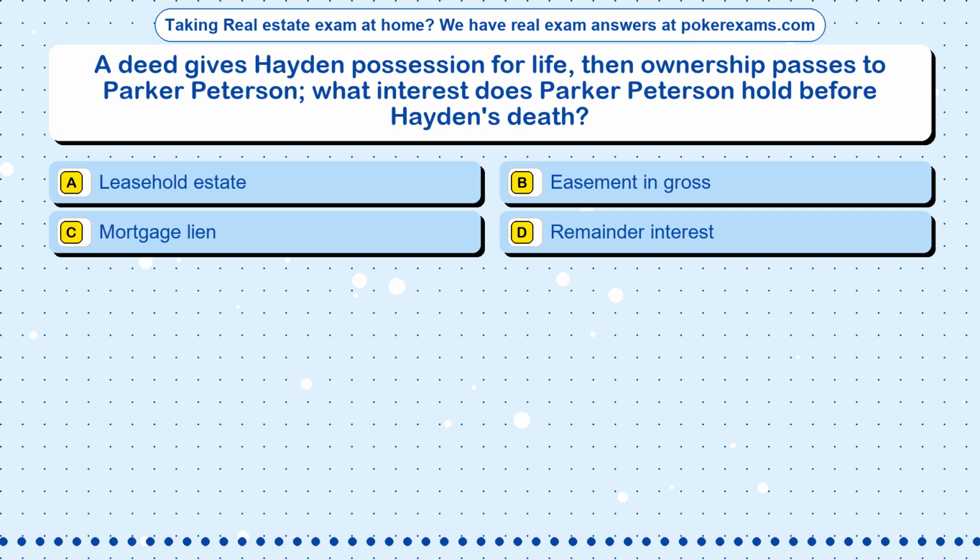Question 96. A deed gives Hayden possession for life, then ownership passes to Parker Peterson. What interest does Parker Peterson hold before Hayden's death? Option A. Leasehold estate. Option B. Easement in gross. Option C. Mortgage lien. Option D. A remainder interest.